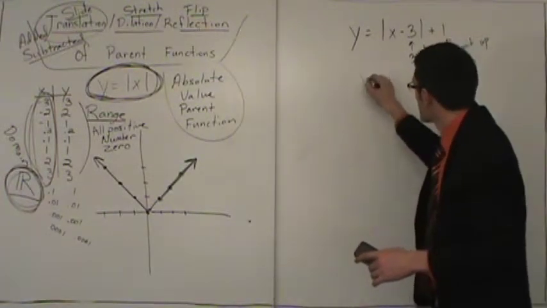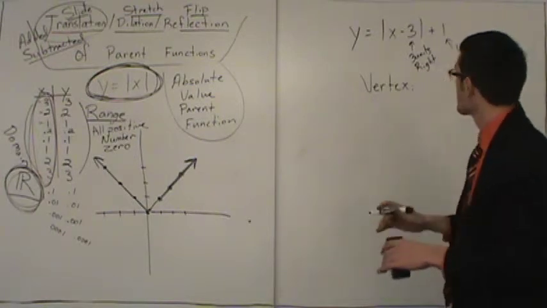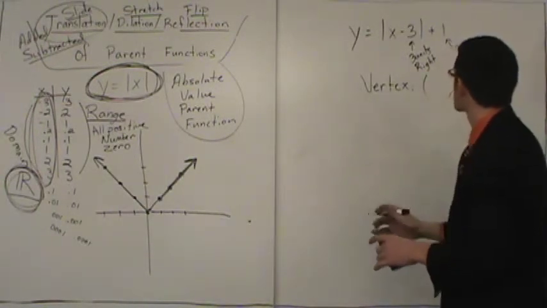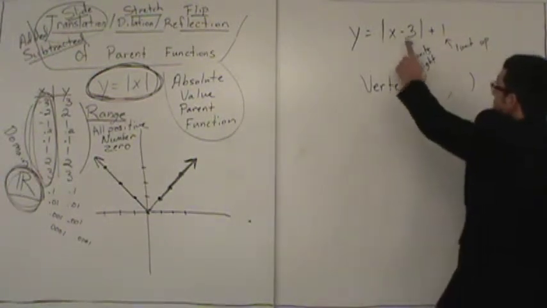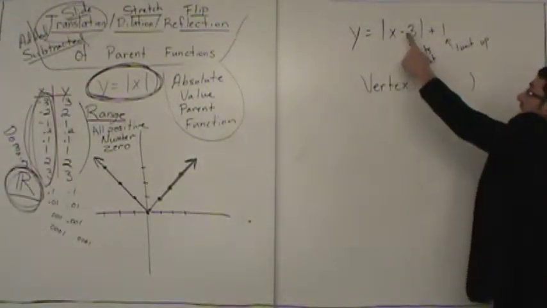What we're going to do in this video is write the vertex. So we're going to do this a little differently. What I want you guys to do is write the vertex. Notice, every point is going to slide 3 units to the right and 1 unit up. So notice, we're going to take the opposite of what's inside.